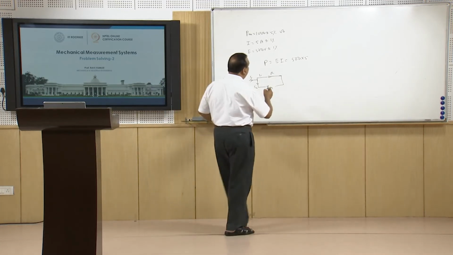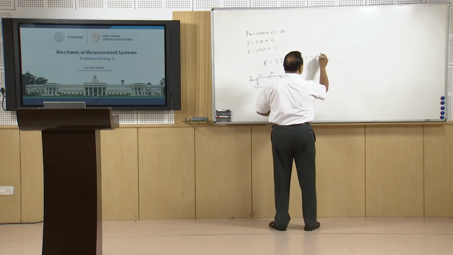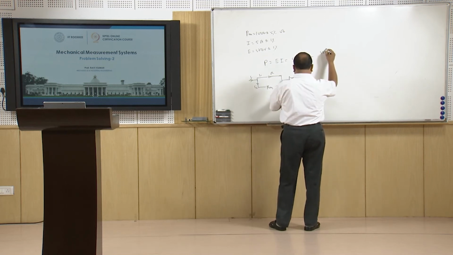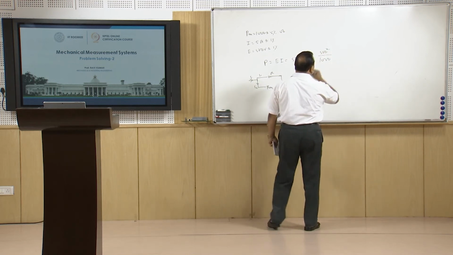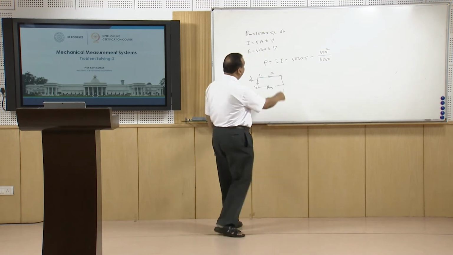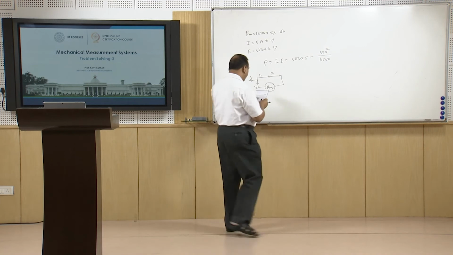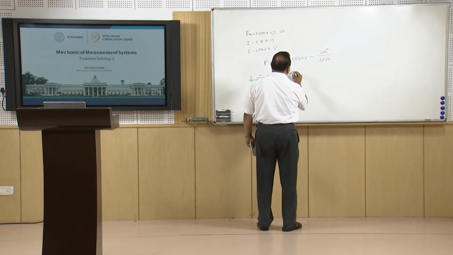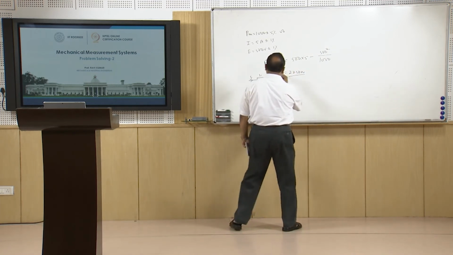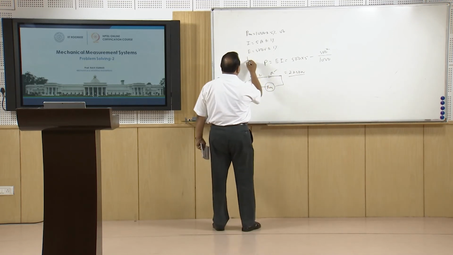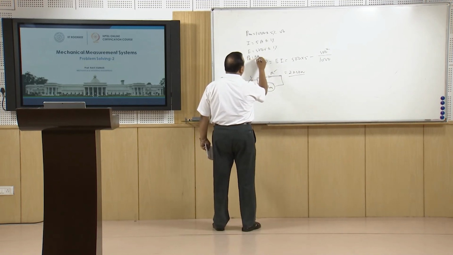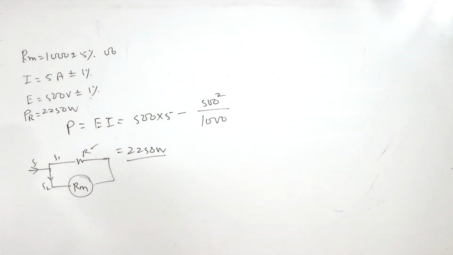So P is going to be this minus 500 square by 1000, E square upon R. The power dissipated by this will be subtracted. So the final power is going to be 2250 watts. That is the power dissipated by R. So PR is 2250 watts.